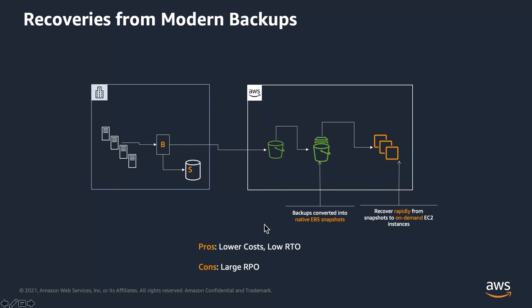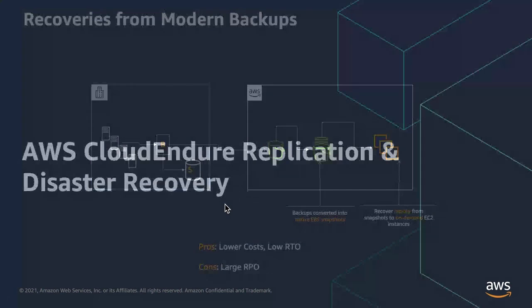The RPO is still large because chances are very high you're sending backups only once a day. Could reduce it to 12 hours as well, and some could also reduce it to 4 hours, but it's still not in minutes. So we covered legacy backup technologies and modernized backup technologies. Could be any of the ISV software vendors that I mentioned in the previous slide.